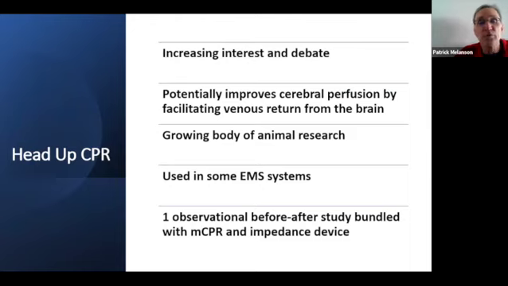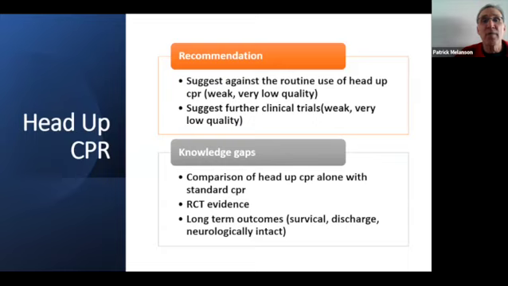However, so far there's only one observational before and after study, and it wasn't just head up CPR, it was bundled with a mechanical chest compression device and an impedance device trying to improve intrathoracic pressure swings as well. So based on that, they suggest against the routine use of head up CPR, a weak recommendation with very low quality evidence base. And they're suggesting further clinical trials, and pointing out the obvious knowledge gaps that we have at this point in time.